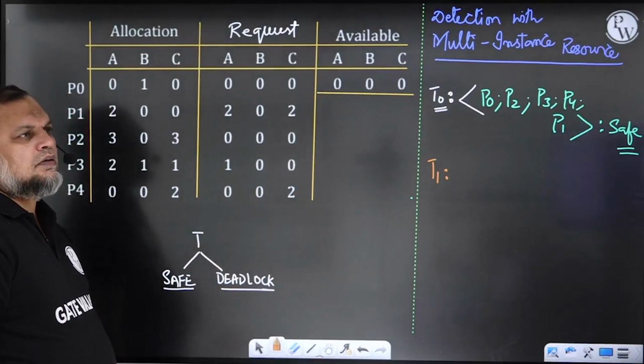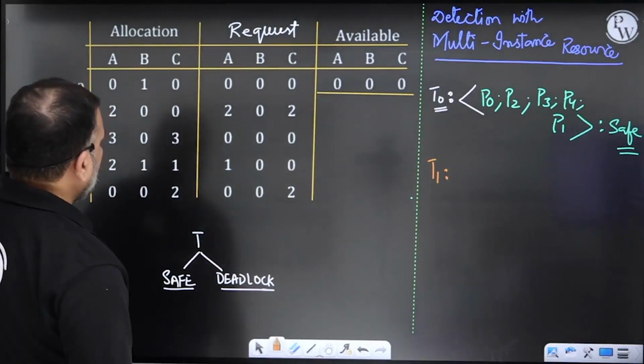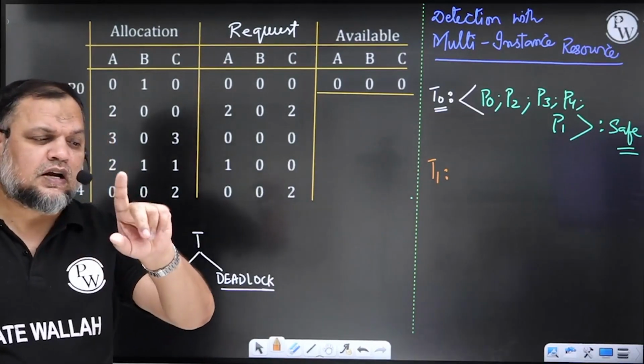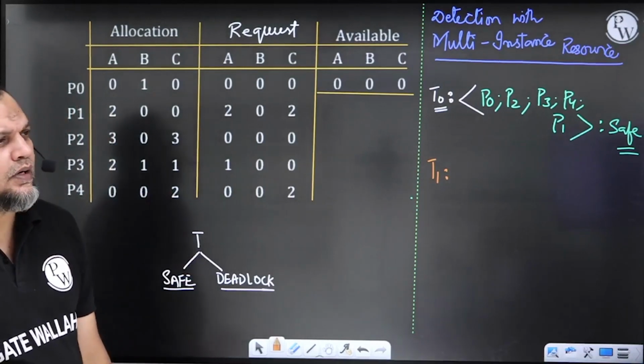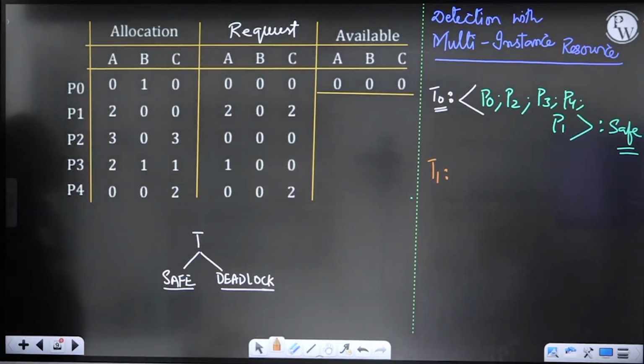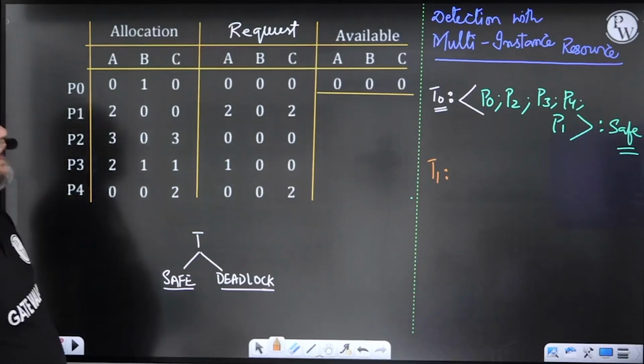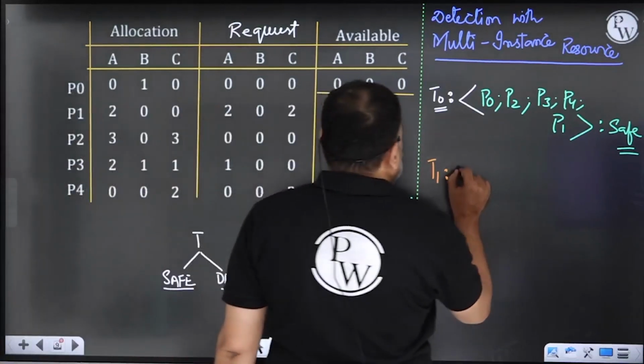At time t1, the operating system decides to schedule the processes among those which are runnable. Who are runnable? Those processes which are not blocked. P0 is not blocked, P2 is not blocked, so I can run any of these two. Let us say the operating system decides to run P2.